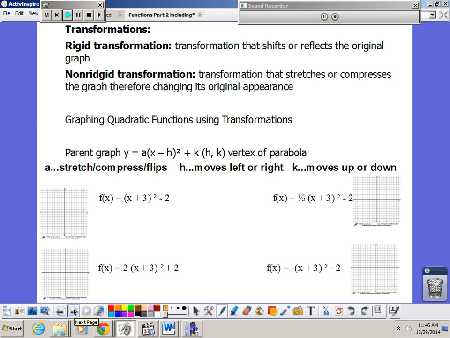Transformation that shifts or reflects the original graph is a rigid transformation. A non-rigid transformation stretches or compresses it. Now remember, in the parent graph of a quadratic, A will tell you if it's stretched, compressed, or flipped. If A is negative, it flips. If A is greater than 1, it stretches. If A is between 0 and 1, it compresses.